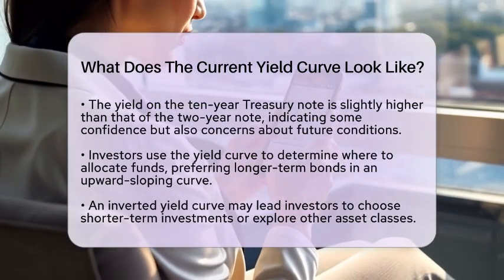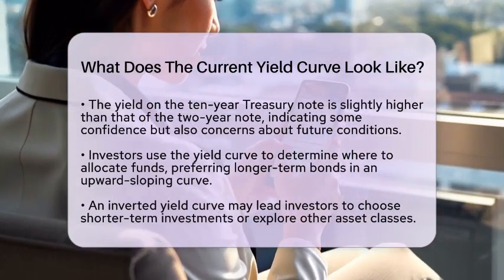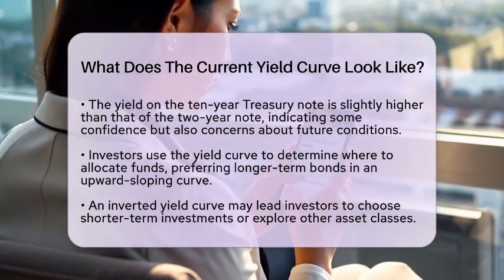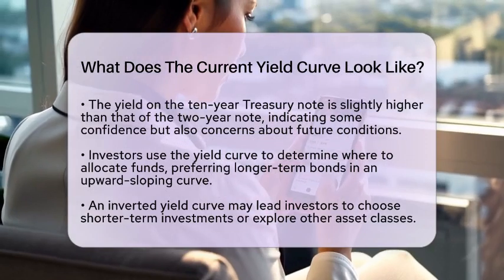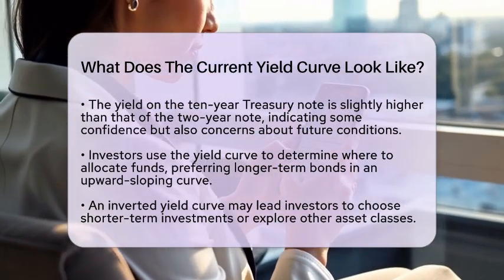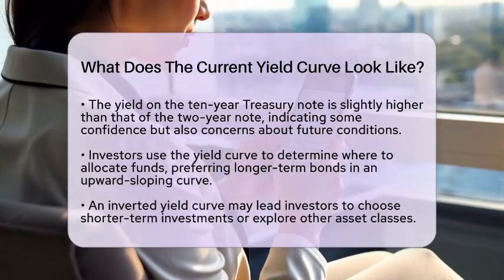So, how does this affect investment decisions? Investors often look at the yield curve to decide where to allocate their funds. If the curve is upward sloping, they might prefer longer-term bonds for potentially higher returns. On the other hand, if the curve were inverted, investors might choose shorter-term investments or explore other asset classes.